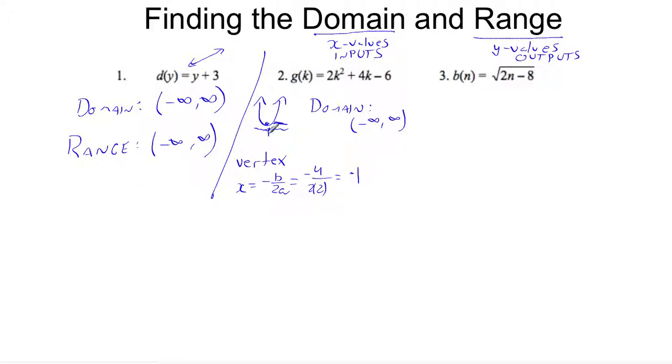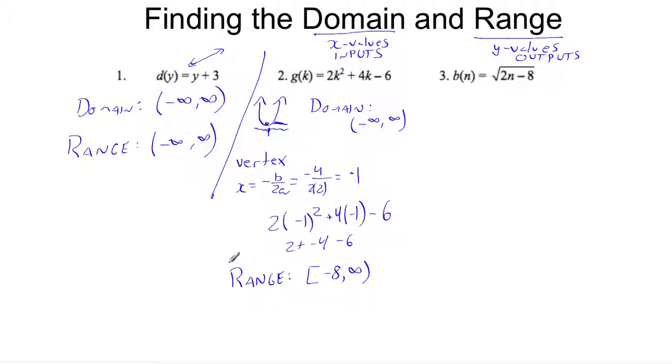And so in order to look at that, what I need to do is plug this negative 1 back into the function. So 2 times negative 1 squared plus 4 times negative 1 minus 6. Well, this gives me 2 times 1 squared, which is 2, plus negative 4 minus 6. 2 minus 10 is negative 8. So the lowest value is going to be this negative 8. So it's going to start at negative 8, and it's going to go up to positive infinity.